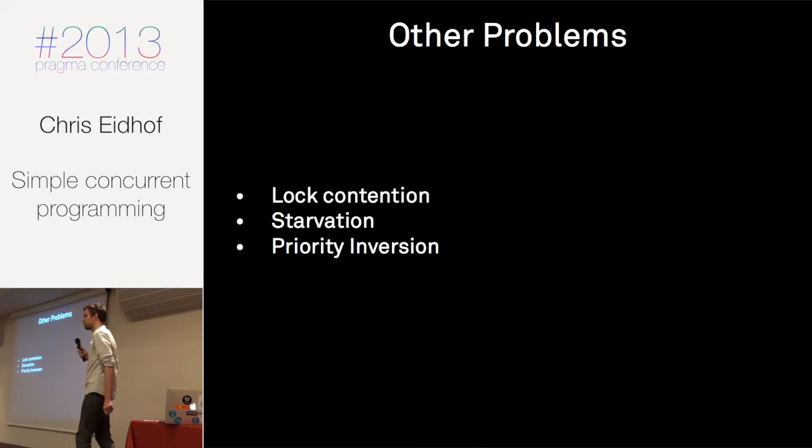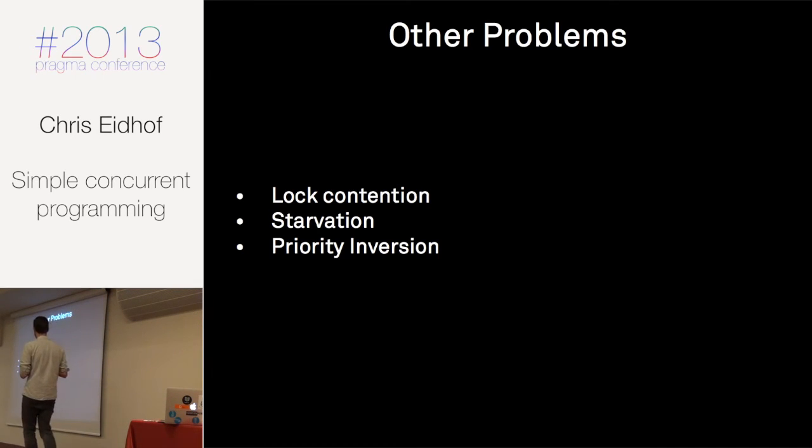There are some other problems you get when you do parallel programming. One is lock contention. If you use a lock a lot, then your program might get really slow. And this has to do with the different levels at which you do parallel programming. You might get starvation, and you might get priority inversion. The priority inversion is, I guess, very interesting to talk about.